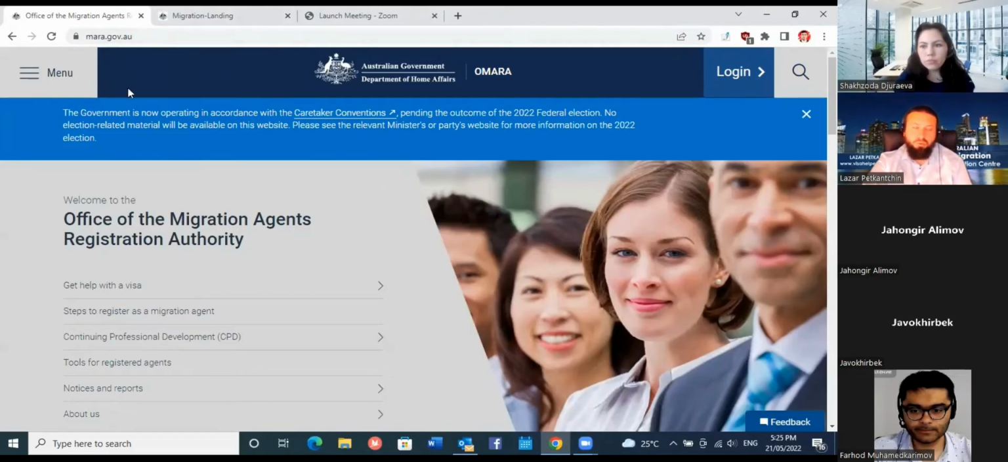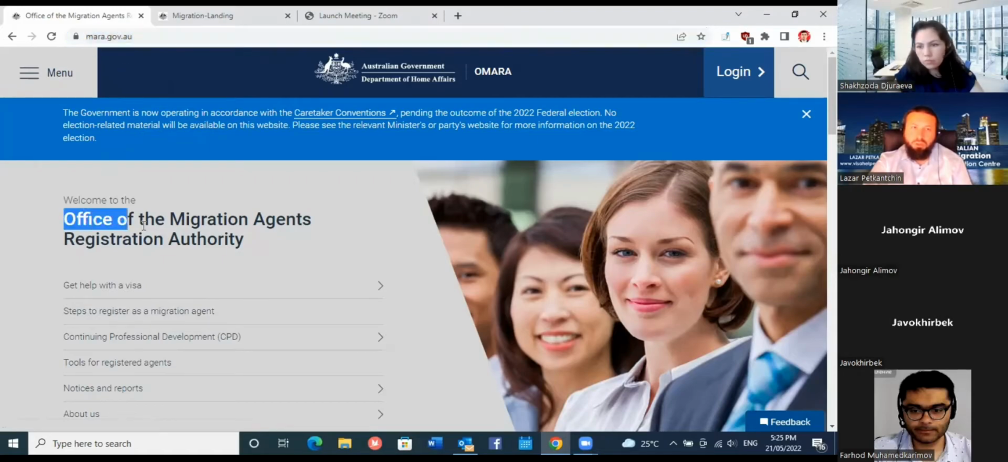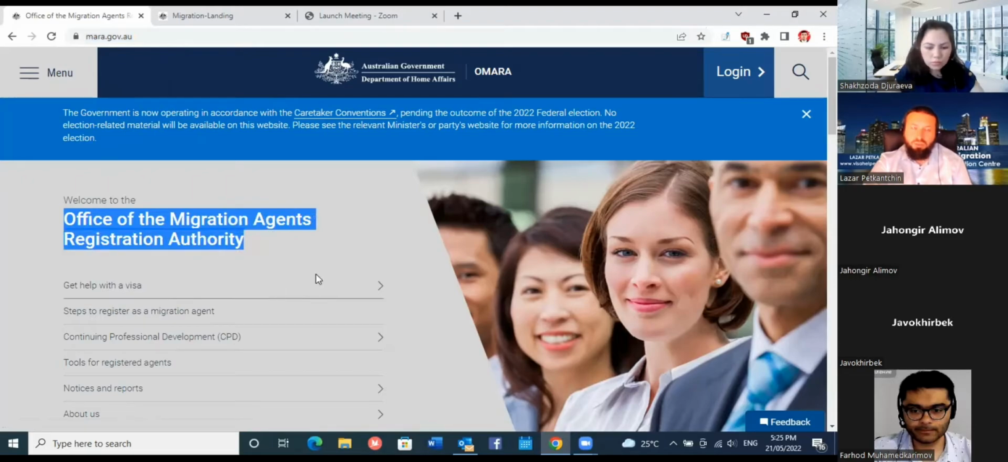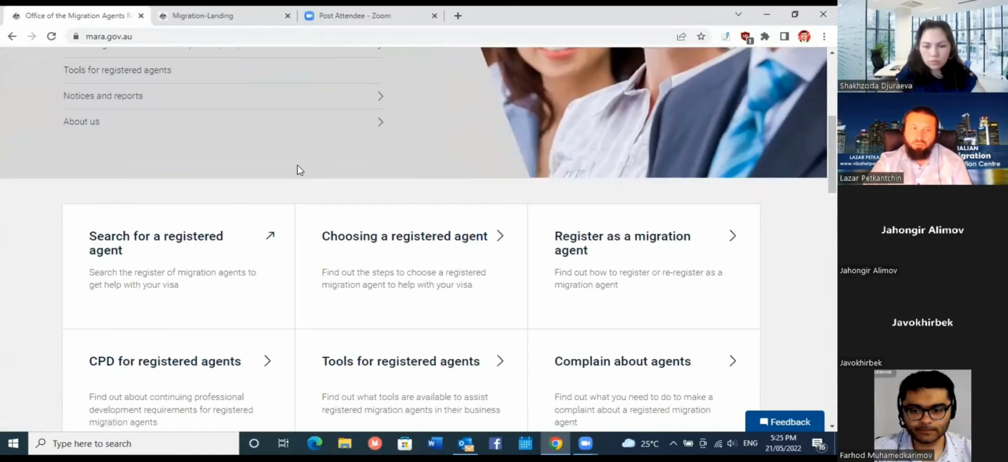So quickly, I'm a registered migration agent in Australia. If you would like to use the services of a migration agent, the first thing you need to do is to make sure that the person has a registration. This is the site that you can go to, mara.gov.au. This is the office of the Migration Agent Registration Authority. So this is an official government site where you can check if a person is registered in Australia.